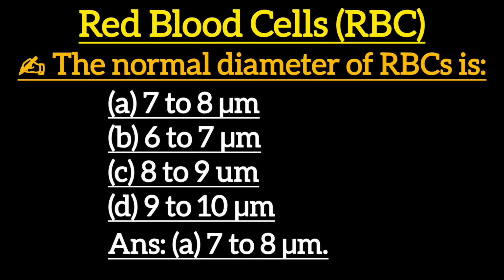Next one is, the normal diameter of RBC is option A 7 to 8 um, option B 6 to 7, option C 8 to 9, option D 9 to 10. Correct answer is option A 7 to 8.